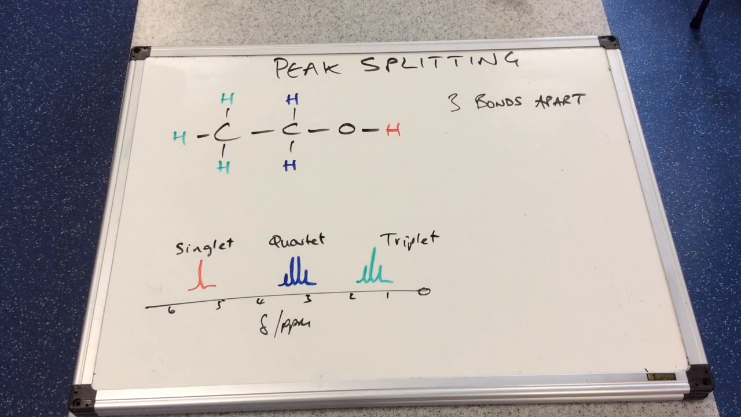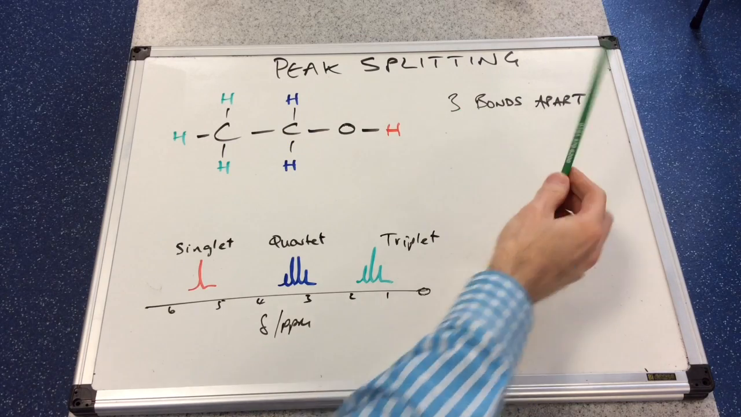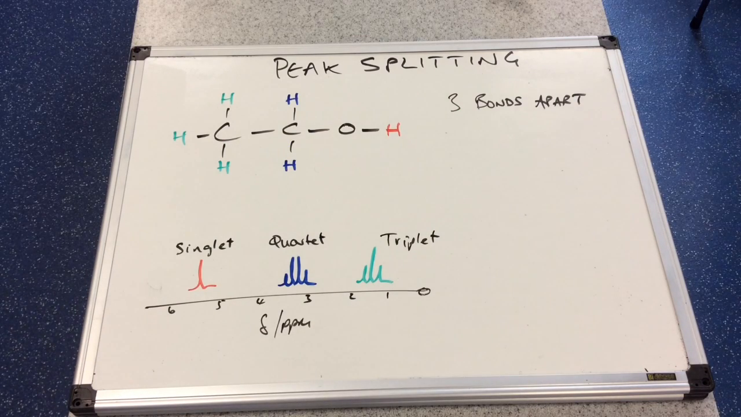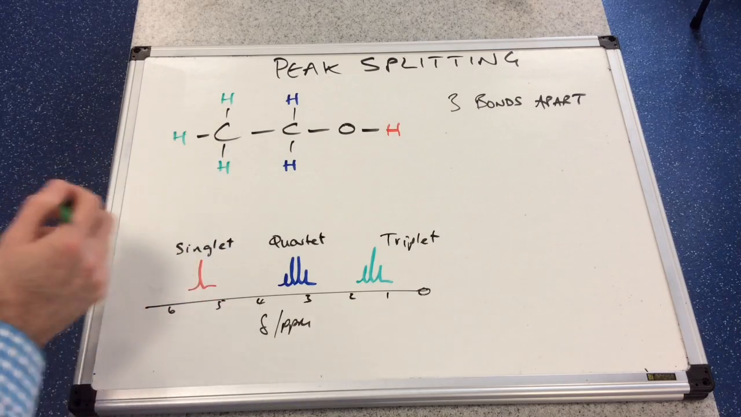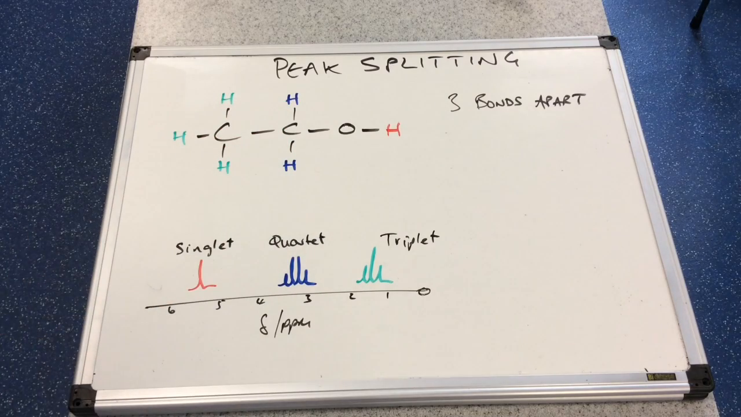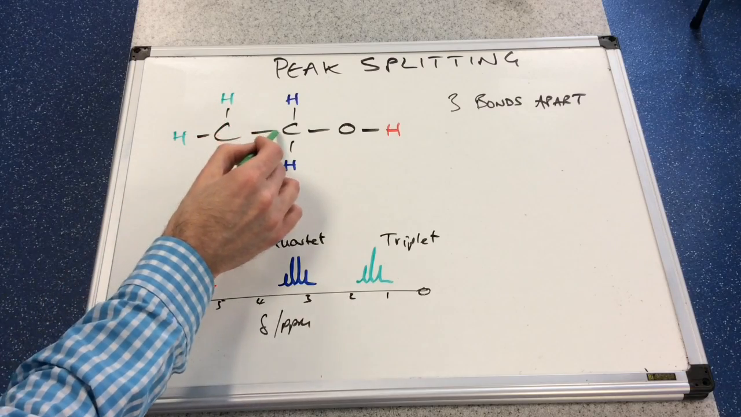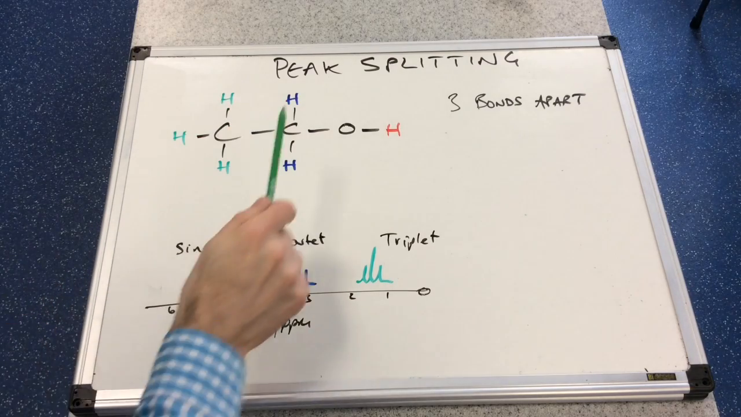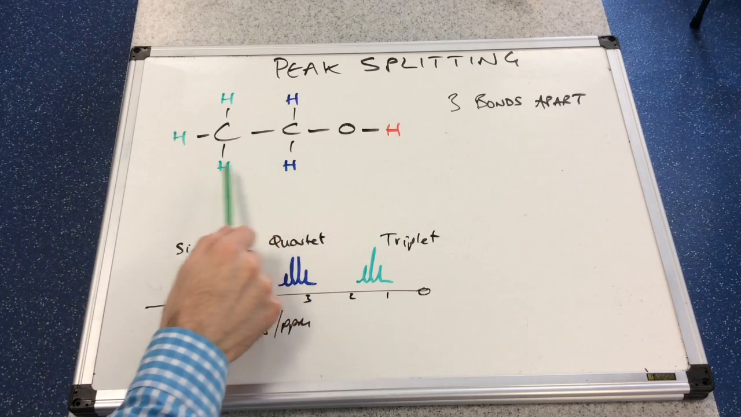So it starts to get a little bit complicated now. I'm going to try and do it as simply as possible. So the first thing I want to point out is the 3 bonds apart rule. Splitting can only be caused by protons in a different environment that are no more than 3 bonds apart. So if we look at the green protons, the blue protons are in a different environment. Are they no more than 3 bonds apart? 1, 2, 3. So yes, the blue protons can split the green protons and vice versa.